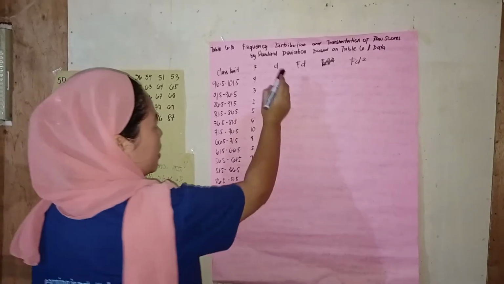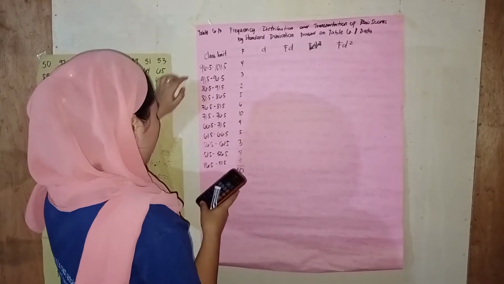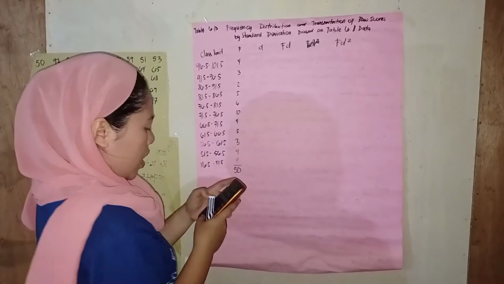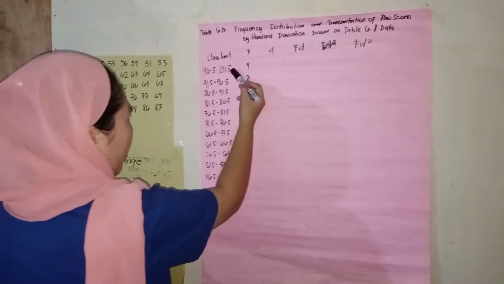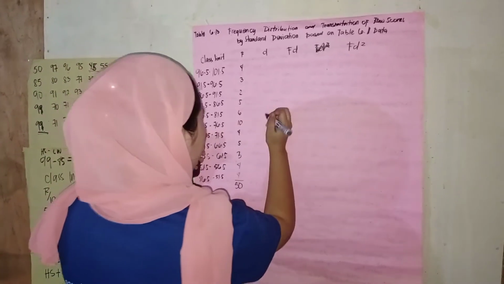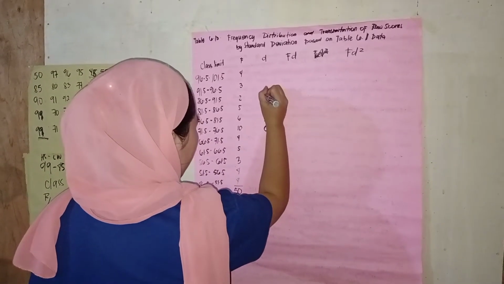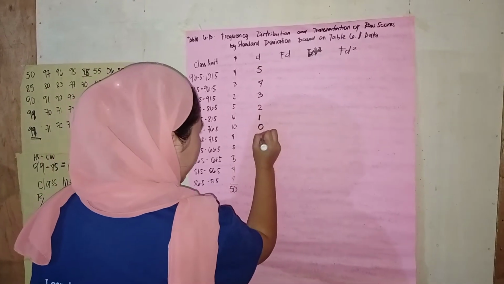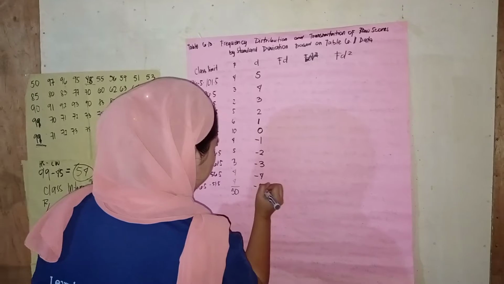So next, we need to find the deviation. First, we need to count: 1, 2, 3, 4, 5, 6, 7, 8, 9, 10, 11. So 11 divided by 2 equals 5.5. So 1, 2, 3, 4, 5. Here we need to start at 0, then our positive is 1, 2, 3, 4, and 5, and our negative is negative 1, negative 2, negative 3, negative 4, and negative 5.